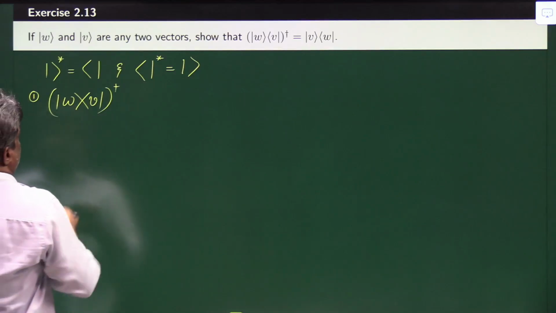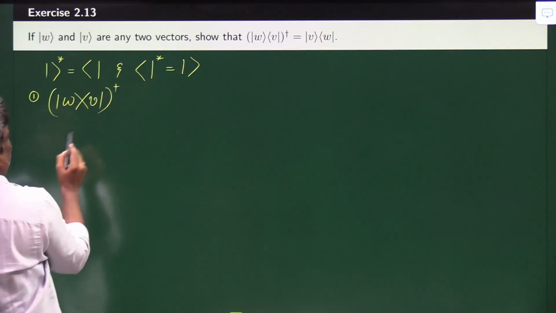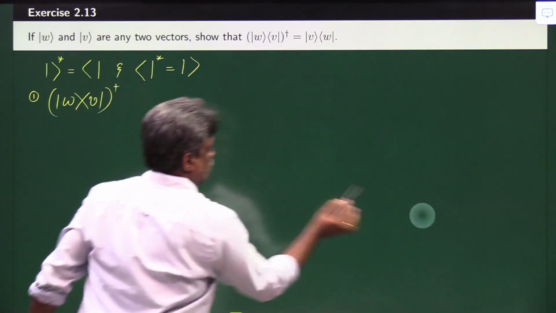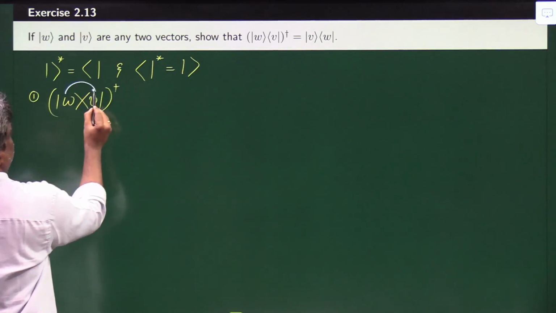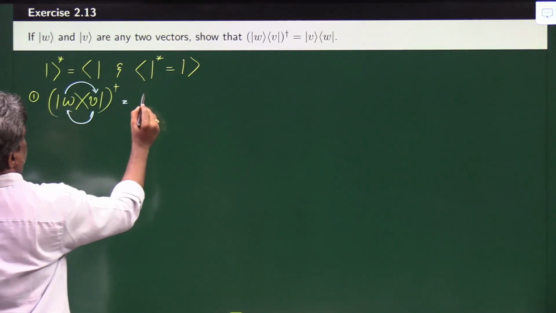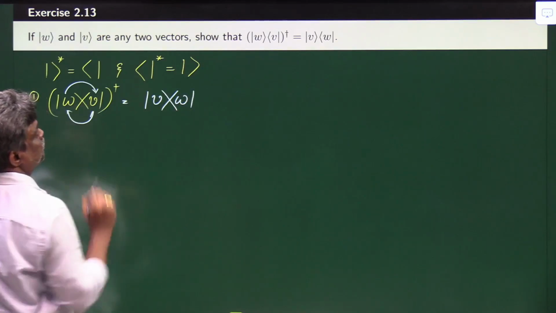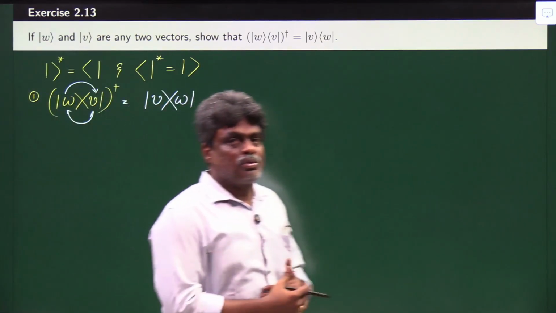Okay, so that means whenever you have taken this conjugate, ket will become bra and bra will become ket. That means this ket vector will go to this bra vector, and this bra vector like this. So this is nothing but V here and W here. But let us find more generally.